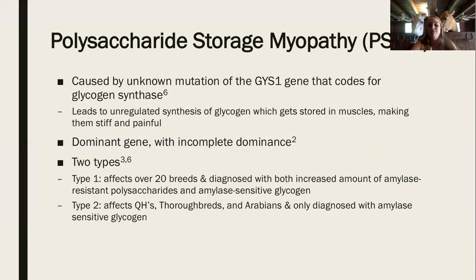And there are two types of PSSM that you will see. There's type 1, which affects a greater variety of breeds, including quarter horses, thoroughbreds, Morgans, and draft horses. This is diagnosed with both an increased amount of amylase-resistant polysaccharides and amylase-sensitive glycogen. These are all terms we've covered in nutrition, so I hope you guys know them. And then moving on to type 2, it will affect a smaller amount of horses, which would be lighter breed horses like quarter horses, thoroughbreds, and Arabians. And this is different because it is only diagnosed with the amylase-sensitive glycogen.